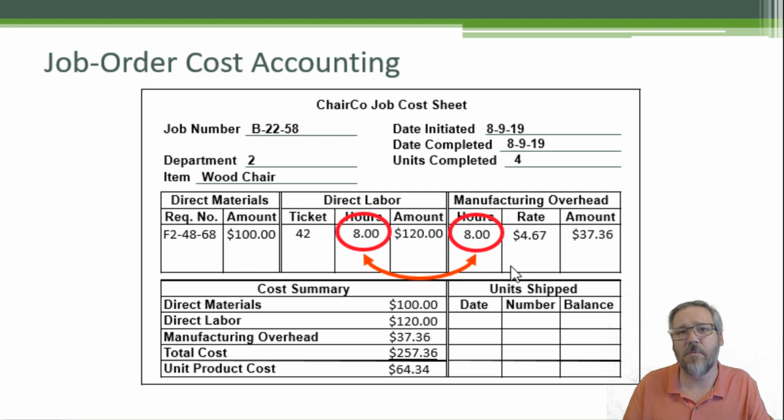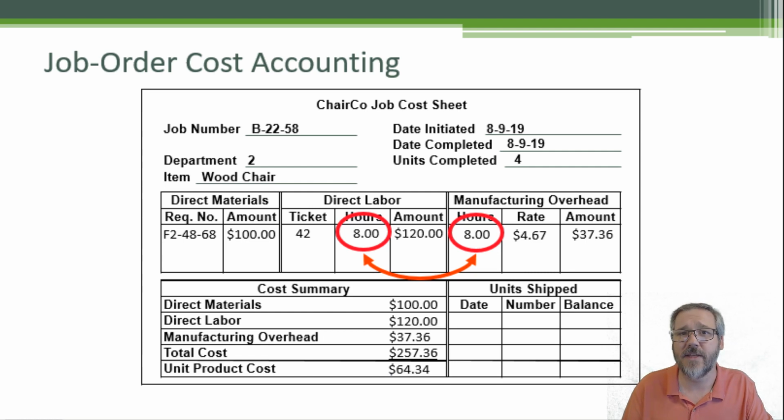So now I can see a complete cost of this job. Direct materials cost me $100. Direct labor cost $120. I applied $37.36 in manufacturing overhead for total costs of $257.36. When I divide that by 4, I can get a per unit product cost of $64.34.